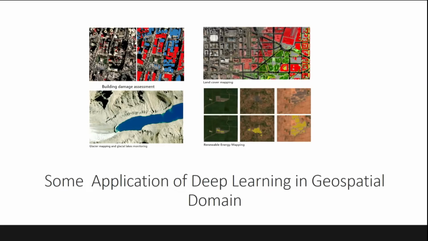These are some applications where deep learning can be used in the geospatial domain, like automatic building damage assessment from satellite imagery, or land cover mapping. If you do these things manually, for a single image or small area it can be done, but at scale it is humanly not possible, so deep learning comes to our rescue. It can be used for glacier mapping, glacier lake monitoring, renewable energy mapping and so on. Whatever we can do manually can be done automatically using deep learning.